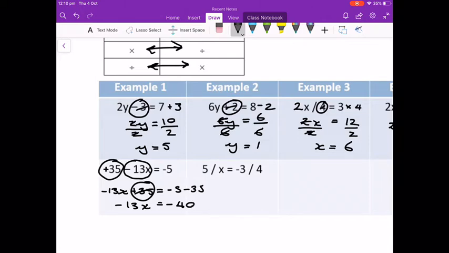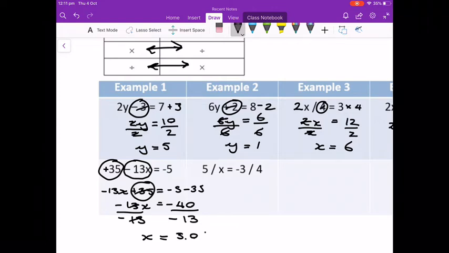So to go through this, I'm going to do negative 40 divided by negative 13, because remember, I only want 1x. And the answer is 3.08 rounded.